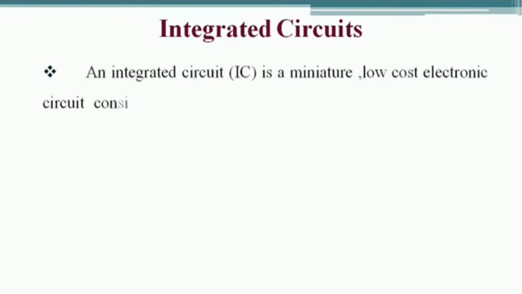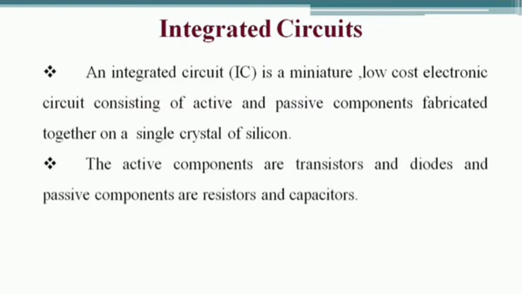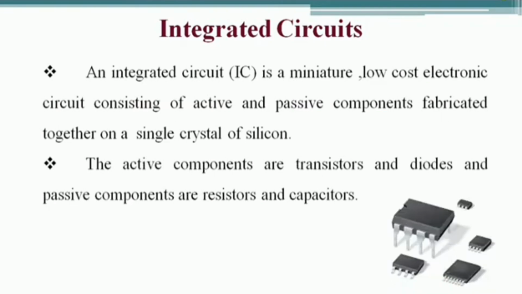Now, the definition of IC is nothing but a miniature circuit which consists of active and passive devices that are interconnected on a single crystal silicon chip. Here the active and passive components are: transistors and diodes come under active components, whereas the passive components are resistors and capacitors.